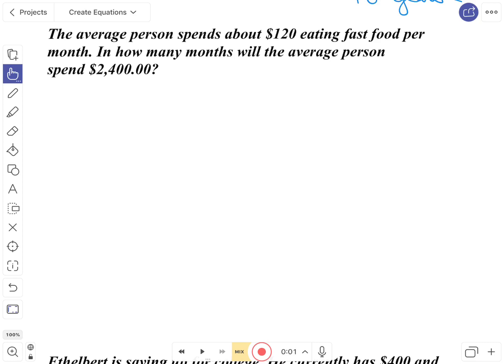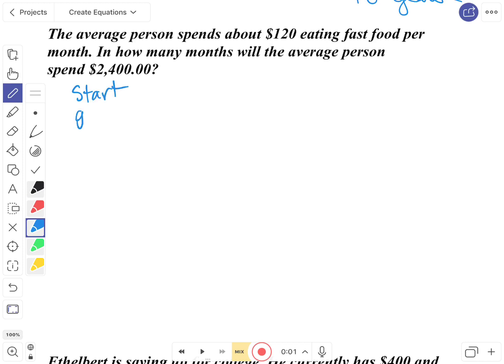Moving on through. So the average person spends about $120 eating fast food per month. In how many months will the average person spend 2,400? So again, we want to know where we start and how it grows. That's what we're looking for here, where it starts and how it grows.